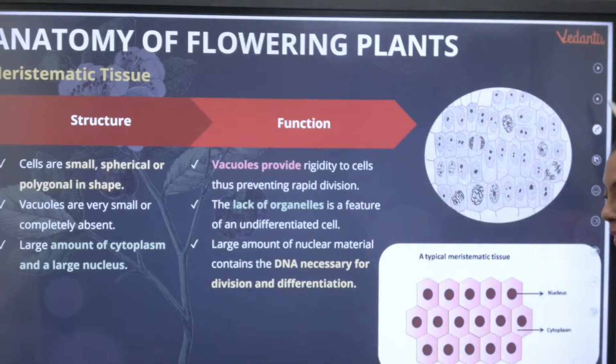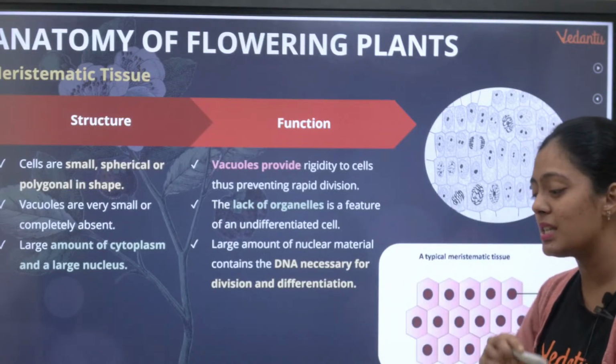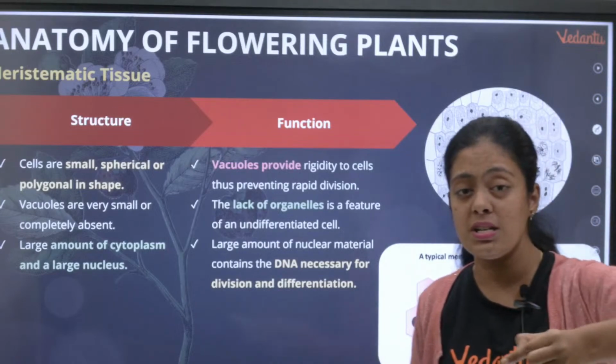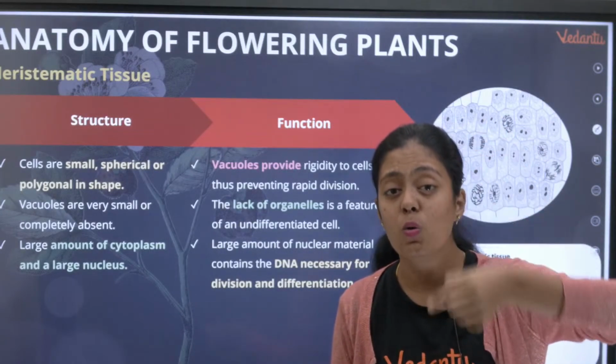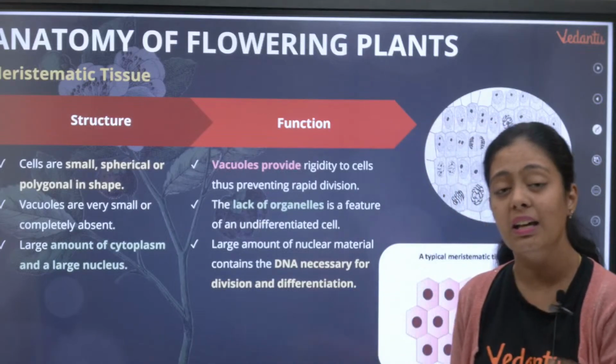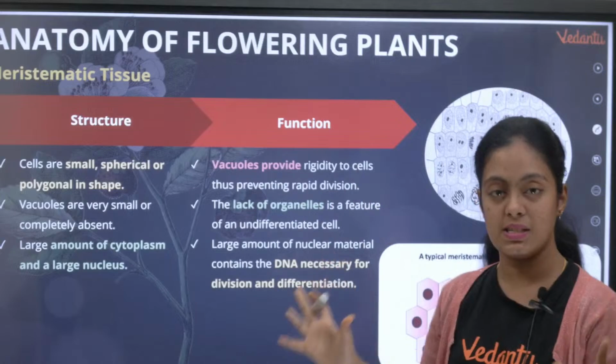You can see so many different stages. You can see anaphase, you can see prophase, you can see metaphase, you can see telophase, you can see different kinds of stages when you see an onion root tip under a microscope, because that root tip consists of meristematic cells which are rapidly dividing. Okay, let's try to understand the morphology of my meristematic tissue.